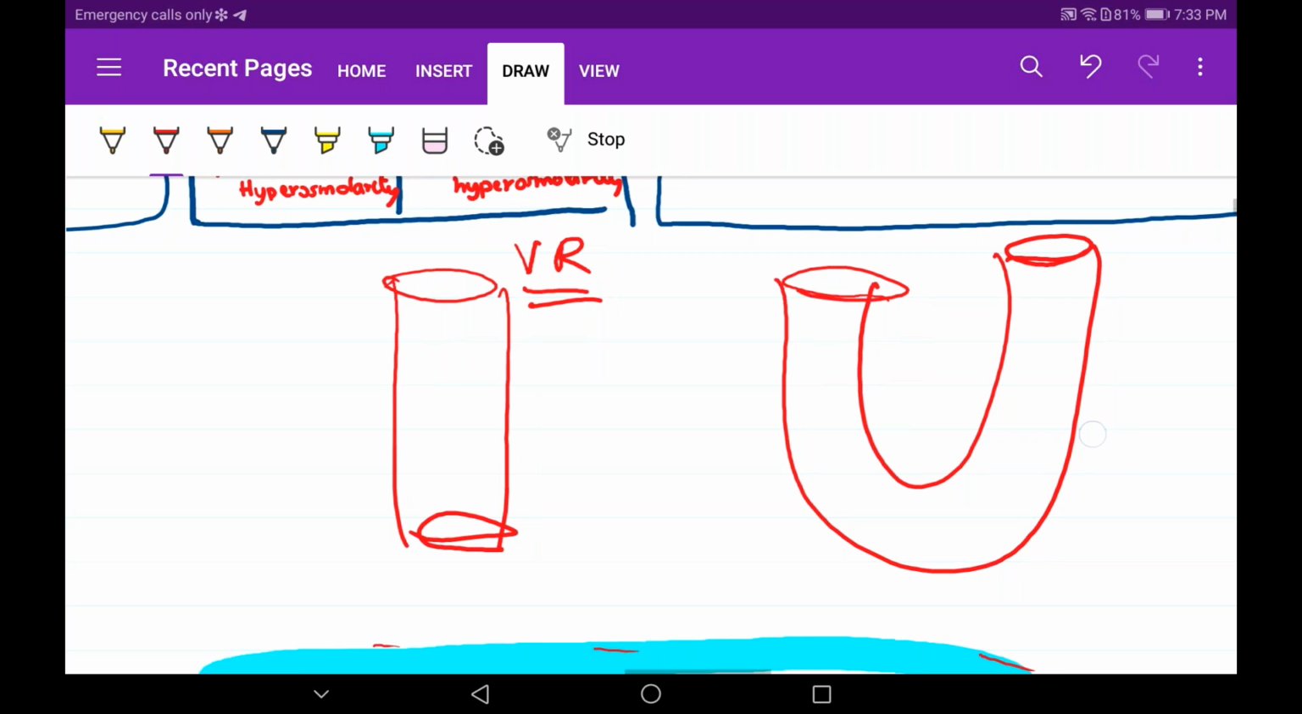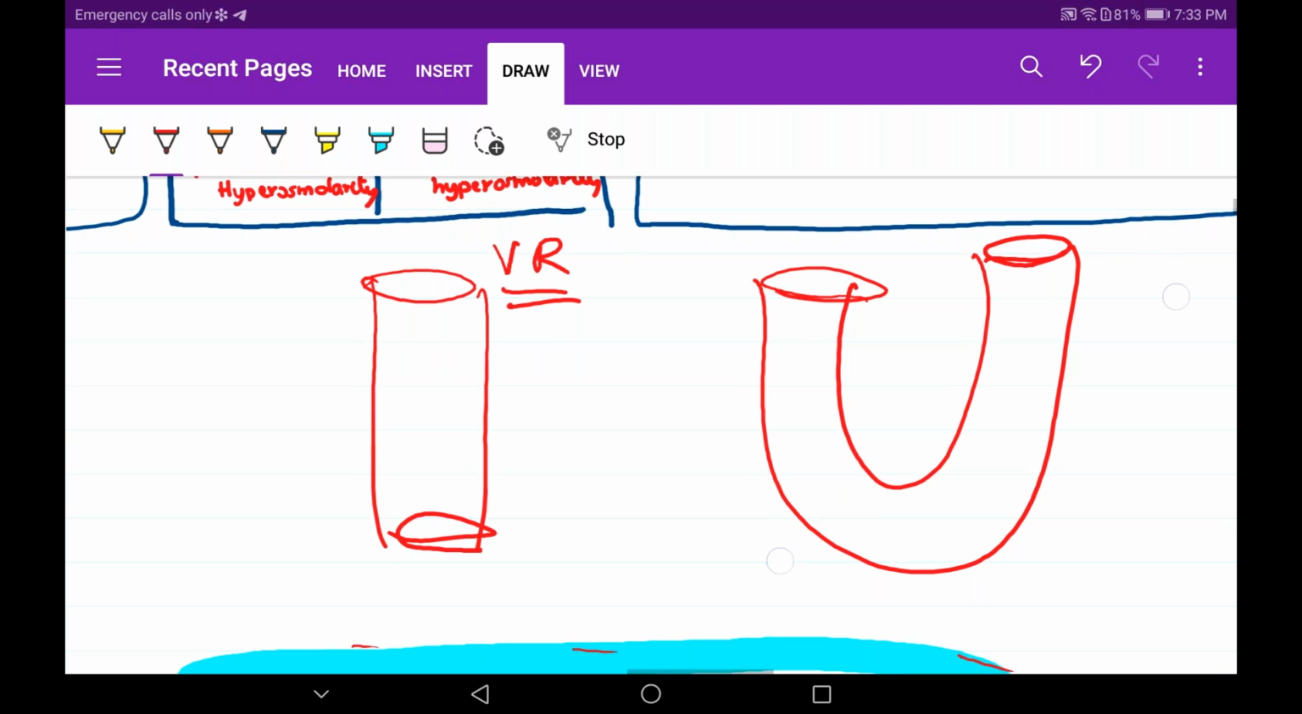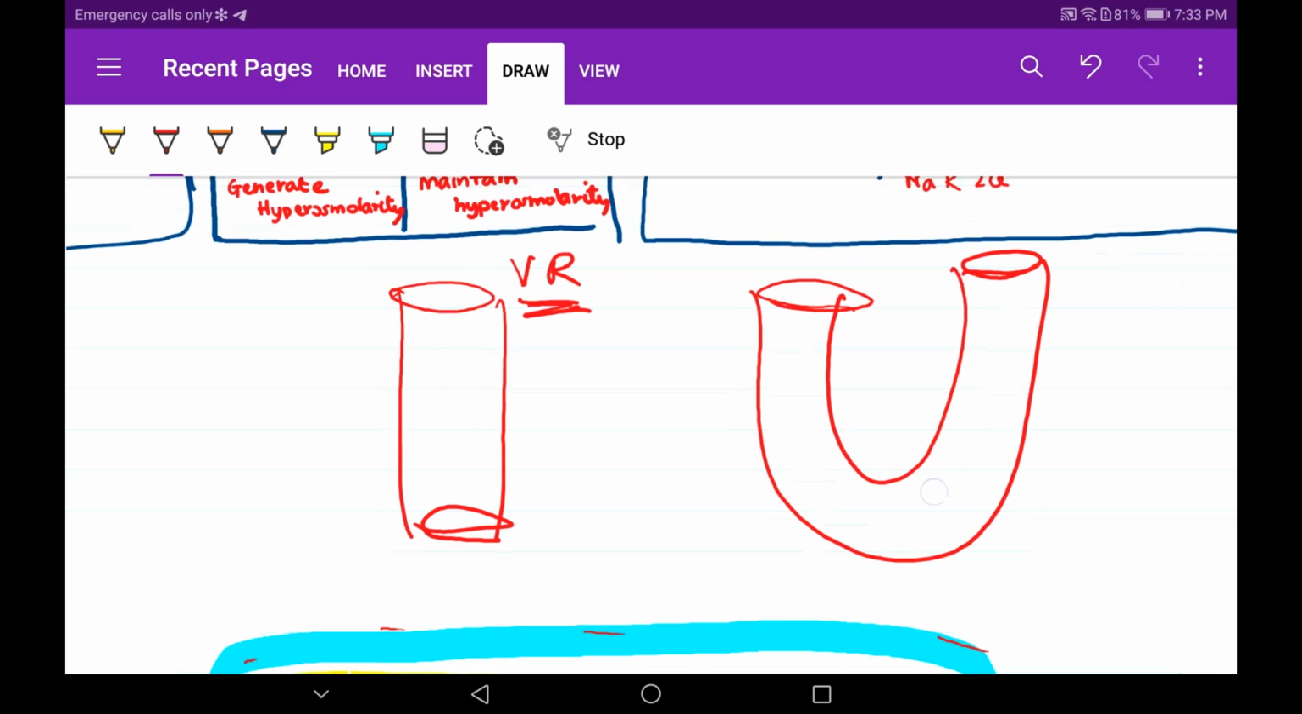Suppose I'm taking the example of this vasa recta as a straight tube. If God did not create it as a loop, if He had taken it as a straight tube, what will happen? Tell me. Now sodium is present in the interstitium, we have understood till here. Interstitium, vasa recta. Now in the interstitium, sodium is more, so it will enter over here, from higher concentration to lower concentration. You have understood this.